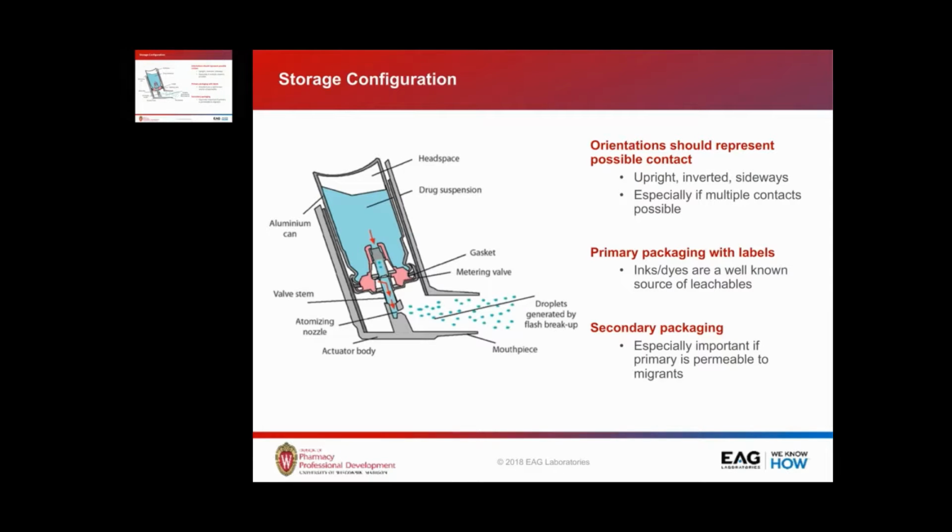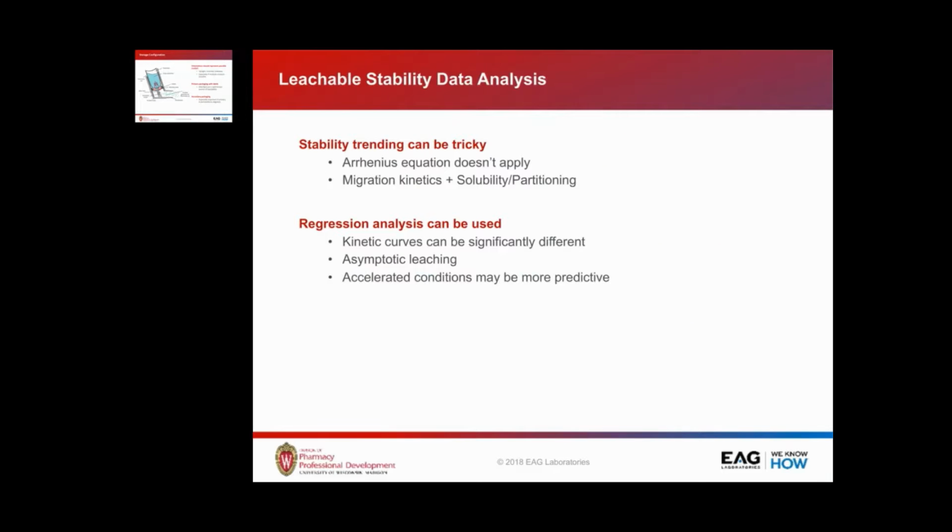So you've gone through, you put everything up on stability, you've monitored them, now you want to track and trend and look at stability, because that's what you do in a stability program. Unfortunately, stability trending can be extremely tricky when you're looking at a leachables profile. The first is that the Arrhenius equation won't apply, because you actually end up with a mix of kinetics that impact what's going on.